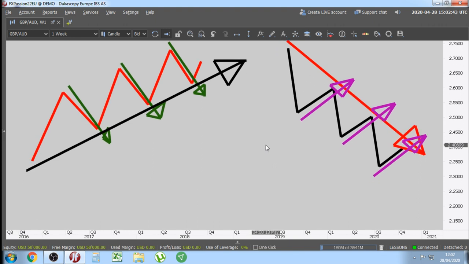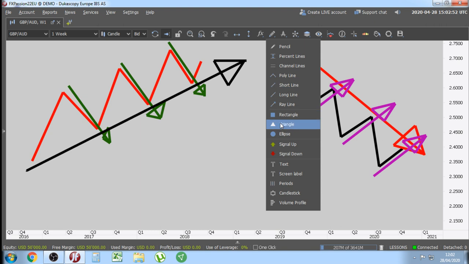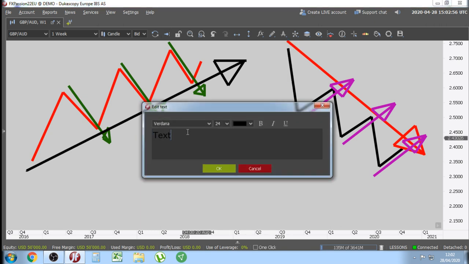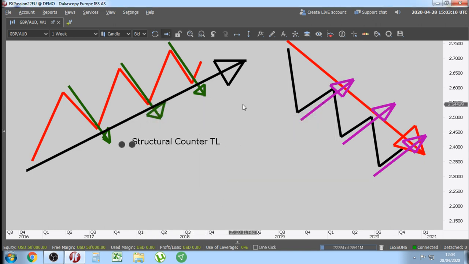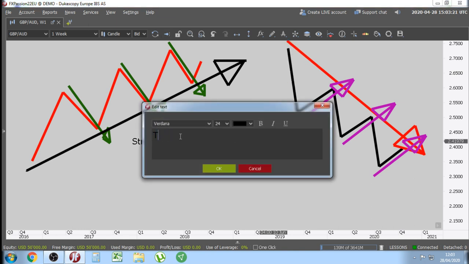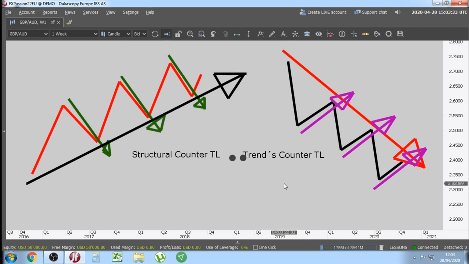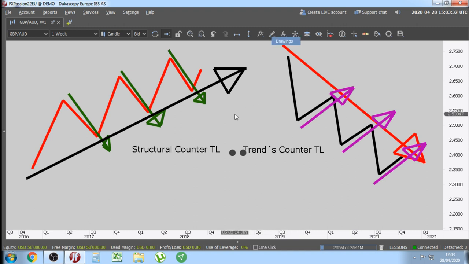Now, this lesson, everybody, is an upgrade from the previous lessons. Now we have two kinds of counter trend lines. We are going to have the structural counter trend line, and again, structural counter trend line. This is going to be one. And then we are going to have the trend's counter trend line. So this is the basic concept. In an uptrend, the counter trend line is going to be positioned down. In a downtrend, the counter trend line is going to be positioned up.